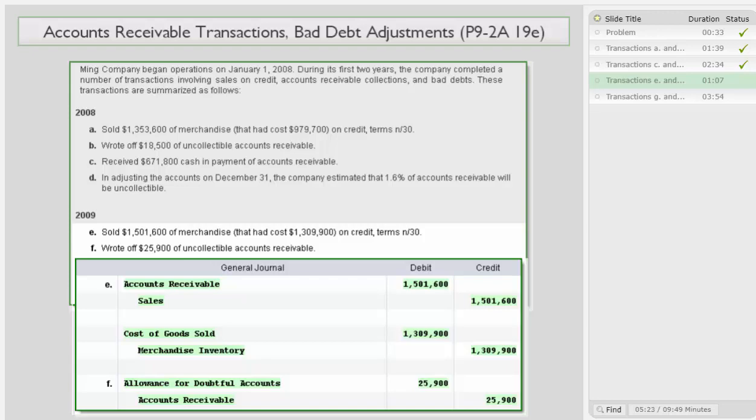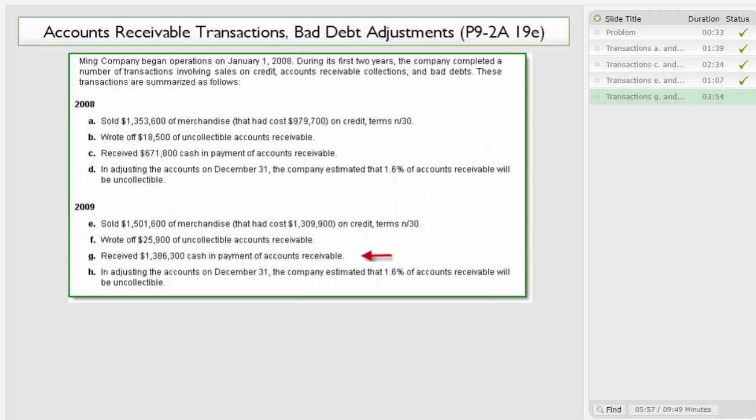We also need to record the cost of sales on that transaction, so we also see a debit to cost of goods sold for $1,309,900 and a credit to merchandise inventory for the same amount. Then on transaction F, we debit allowance for doubtful accounts to recognize the write-off of $25,900 of uncollectible accounts receivable. The write-off also includes a credit to accounts receivable in the same amount, and that's how we take the receivable off the books. On transaction G for 2009, we received $1,386,300 of cash in payment of accounts receivable.